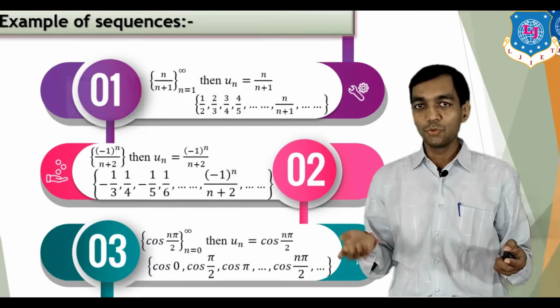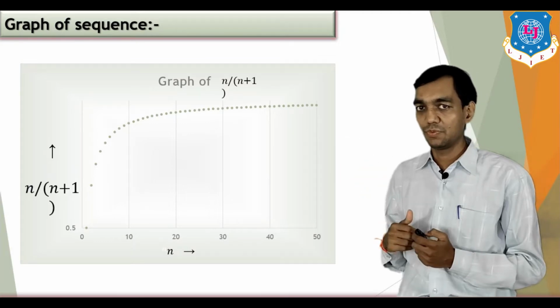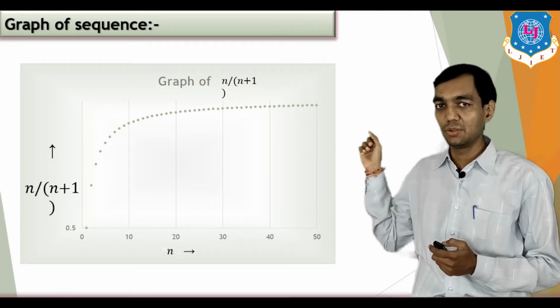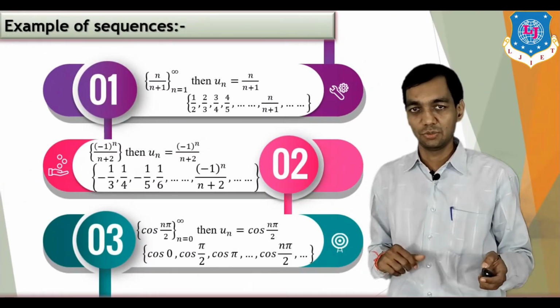If we represent this in a graph, we get this type of graph. Here each point denotes a term of the sequence at 1, 2, 3, 4 and so on.